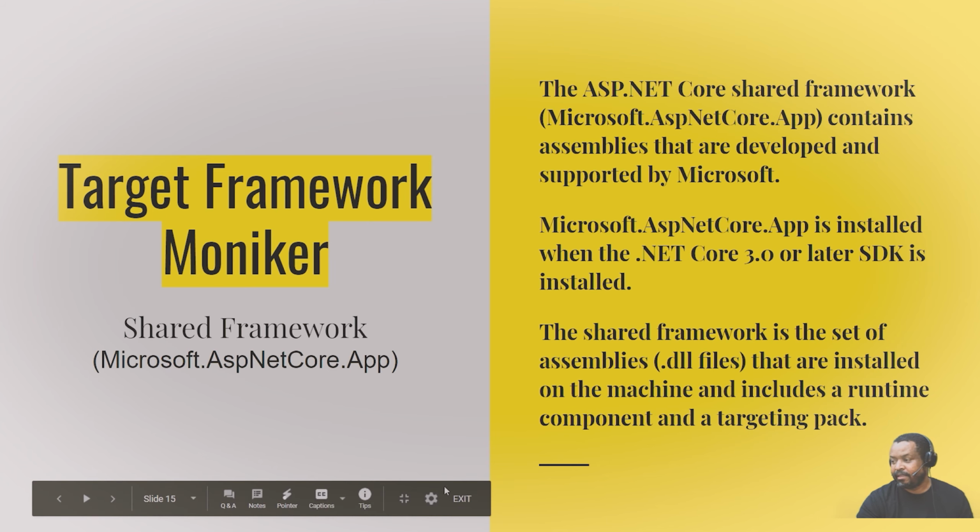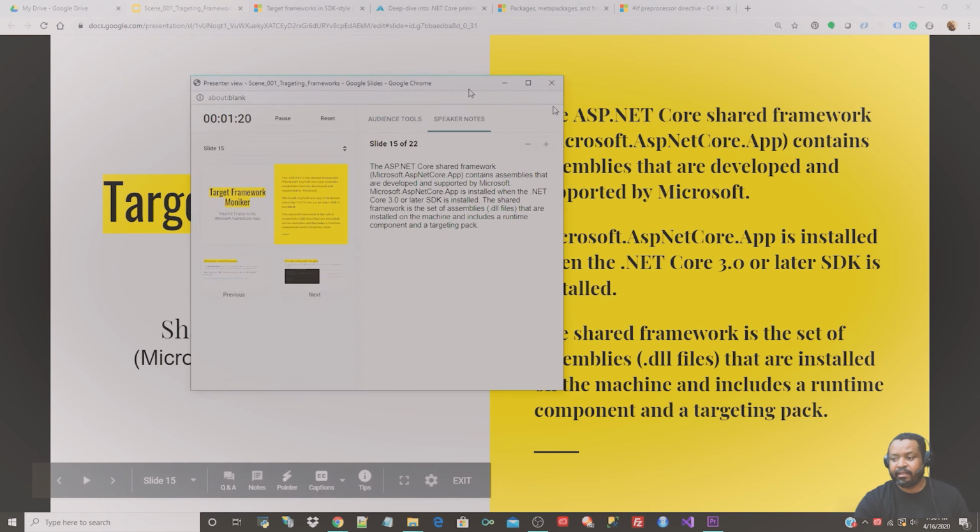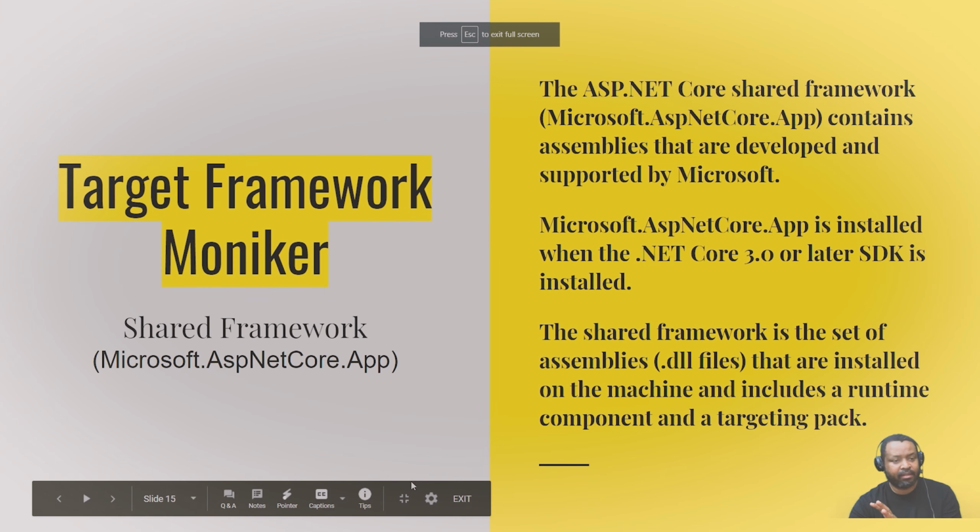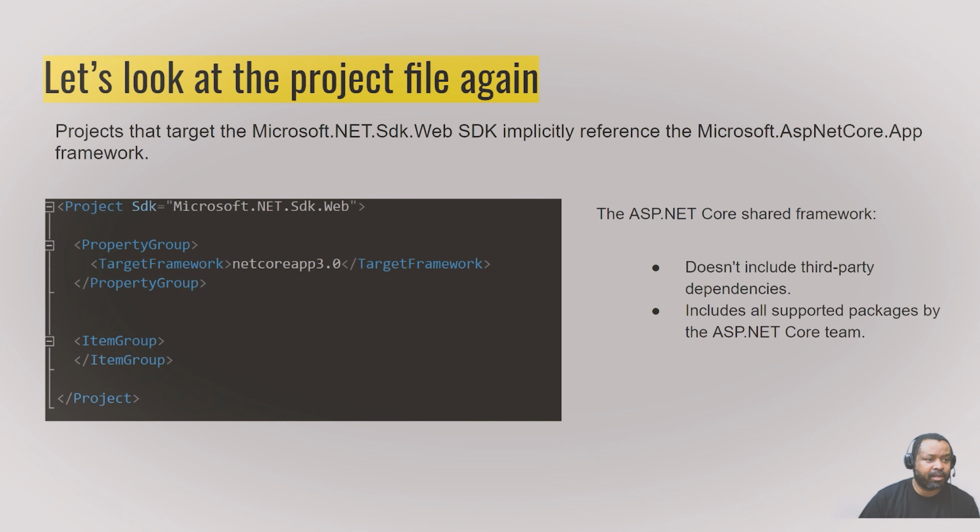All right. So we're going to go back to your project file if you haven't left it. So let's look at the project file again. The project that targets the Microsoft.NET.Sdk.Web implicitly references the Microsoft.AspNetCore.App framework, which is a shared framework. And the ASP.NET Core shared framework doesn't include any third-party dependencies. It only includes all the supported packages by the ASP.NET Core team.